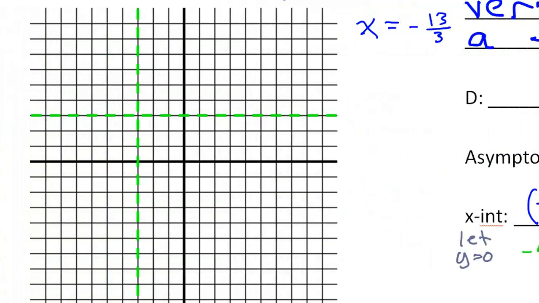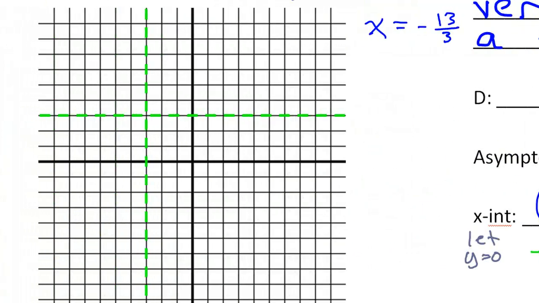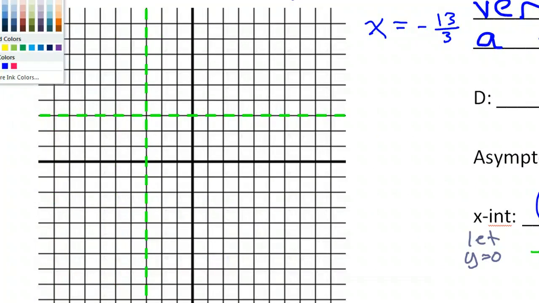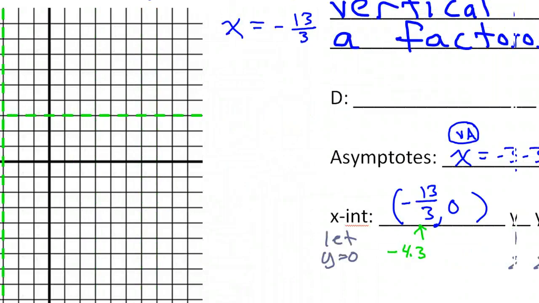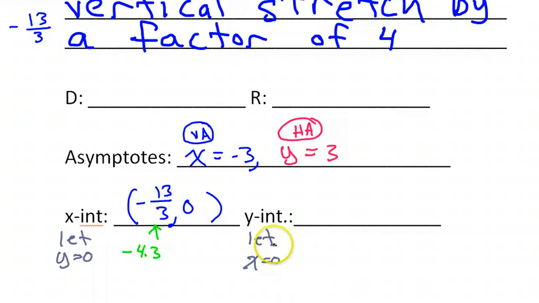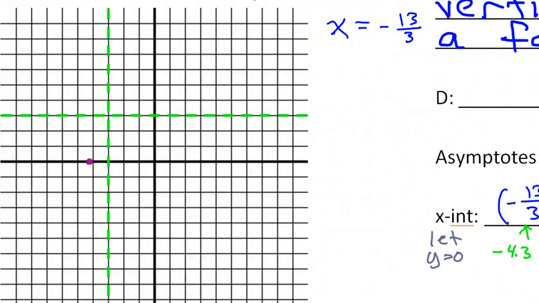But let's go ahead and graph it. So we have an x-intercept of negative 4.3. There's negative 3, negative 4, negative 4.3 would be right here. Of course, it's on the x-axis. It's the x-intercept. Now let's find the y-intercept. So I'm going to let x equal 0.